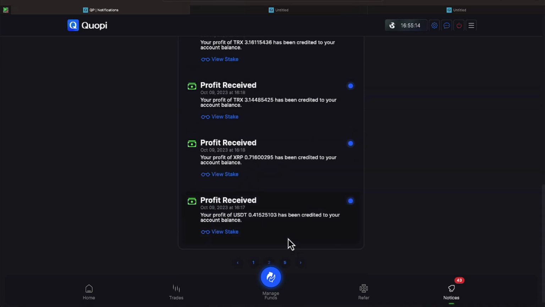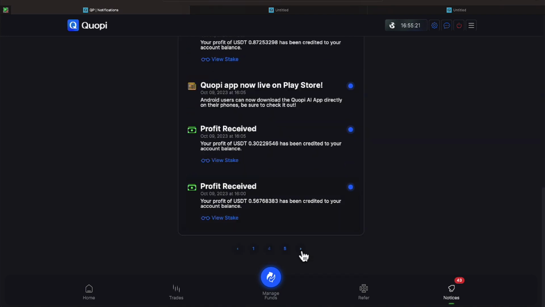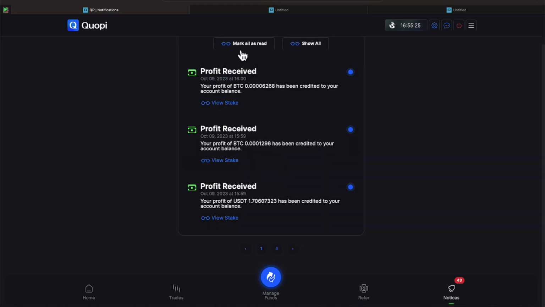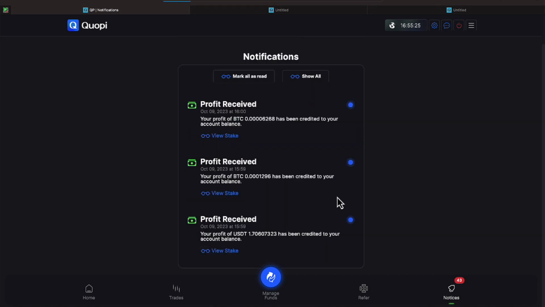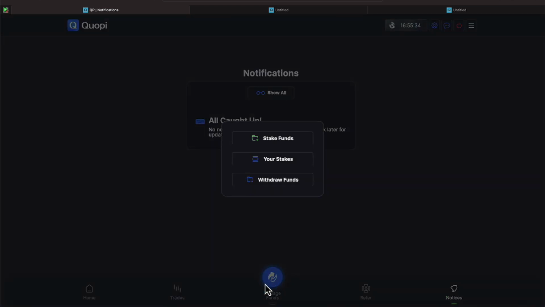We have 5 pages. So page 1 and page 2 and page 3 and page 4 all say profits received. We come to the last page and it says profits received also. We're going to click that. We read all of those and our notices have now disappeared. We'll go back over to manage stakes and double check our history as far as your stakes.